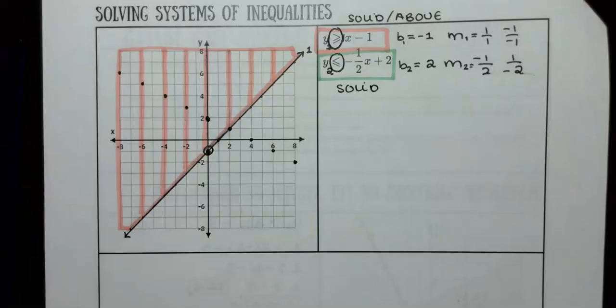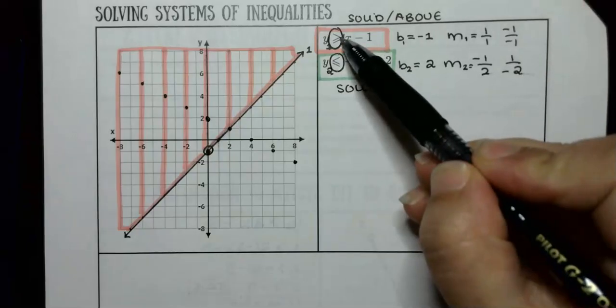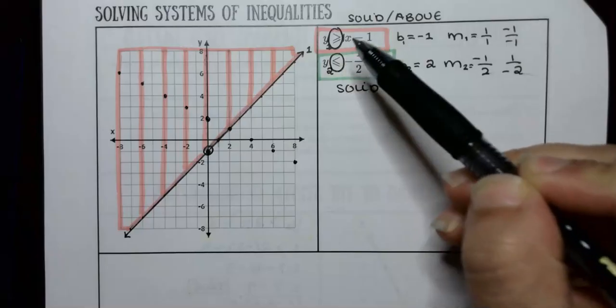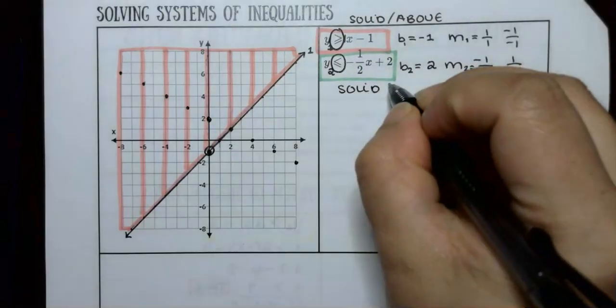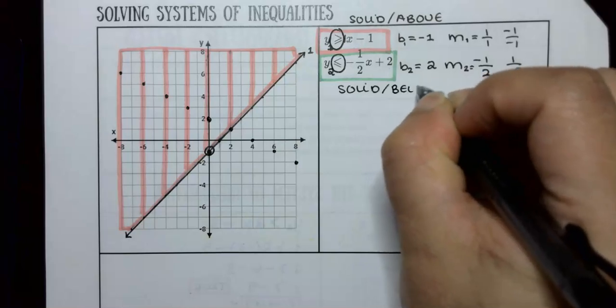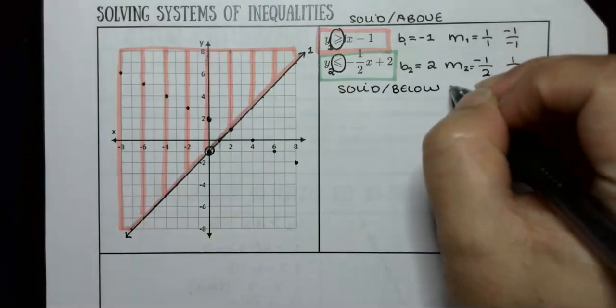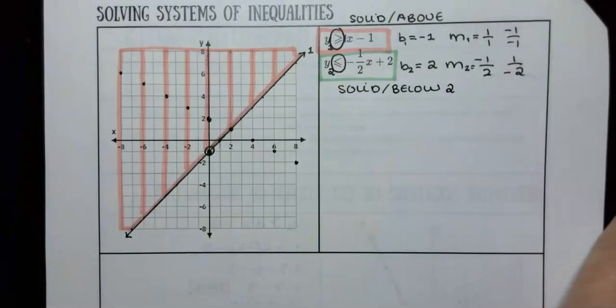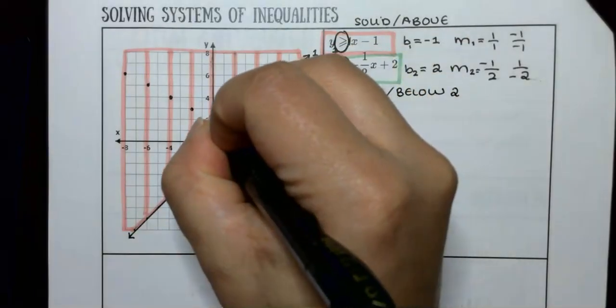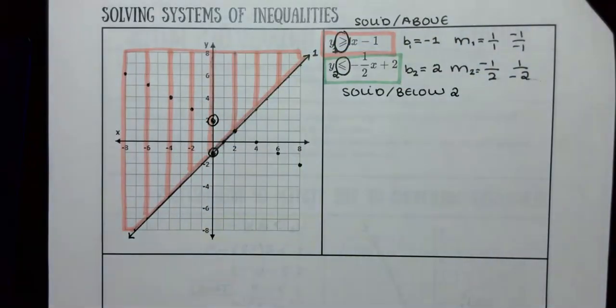So 2 solid lines. Now, our symbol is different. This one was greater than, this one is less than. So we're going to shade below because we're going to be looking for all the numbers that are below or less than our y-intercept. And that's going to be the 2. So here is our y-intercept. And let's go ahead and create that solid line.